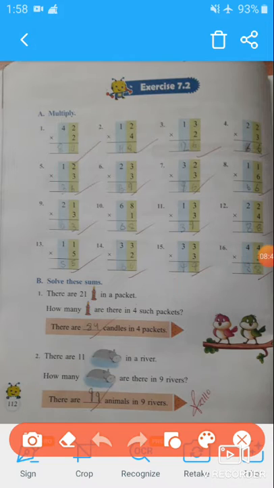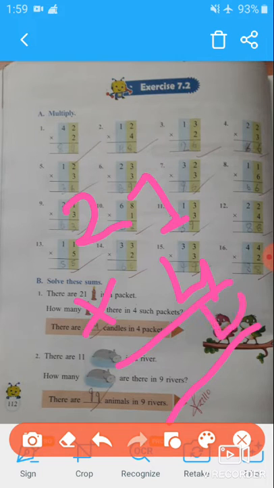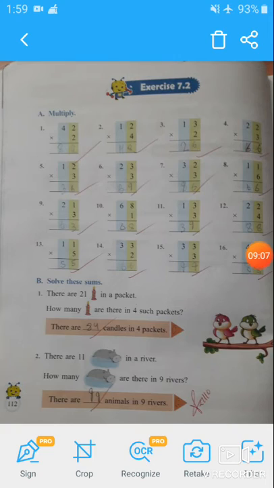So students, let's multiply 21 and 4. As you know, first of all we multiply the ones. So 4 multiplied by 1 equals 4 and 4 multiplied by 2 equals 8. So students, there are 84 candles in 4 packets.